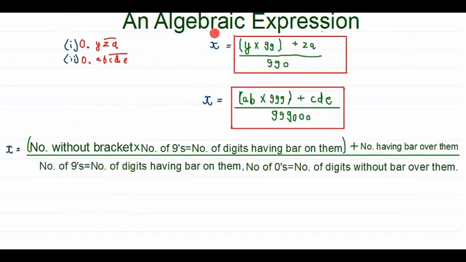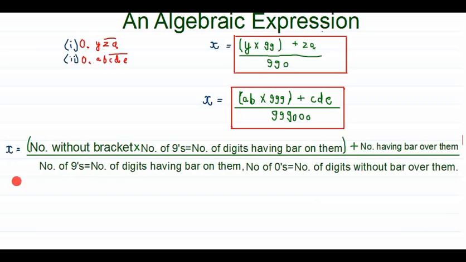So guys, the main part of the video is an algebraic expression. As I have told you, many teachers don't tell about this algebraic expression. This is true because I found this formula, or you can say an algebraic expression, from a book and not from a teacher.